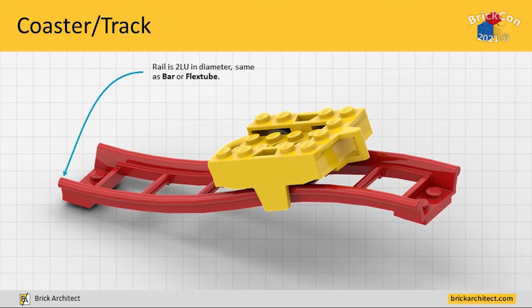And then the roller coaster, again, another really quite recent part. It's not a surprise that it is a little bit more in system than some of those older parts. The diameter of the tubular rails on either side is that same 2 Lego units as a bar or flex tube element. So if you can find a way to connect them, you can make them interop as a builder.